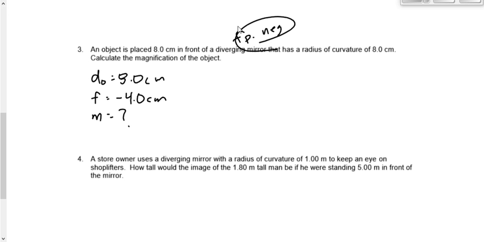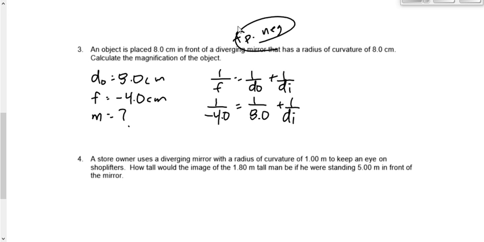So what are you going to do first? Say m is equal to, well, hi over ho doesn't make a lot of sense here. Negative di over do, that's fine, except that we don't know what di is. Sure, let's get di by using the 1 over f equation: 1 over do plus 1 over di. 1 over negative 4, and it's critical to get that negative in there, equals 1 over 8 plus 1 over di.